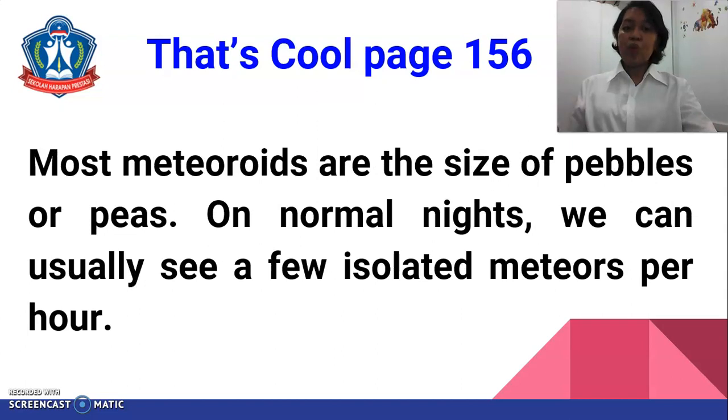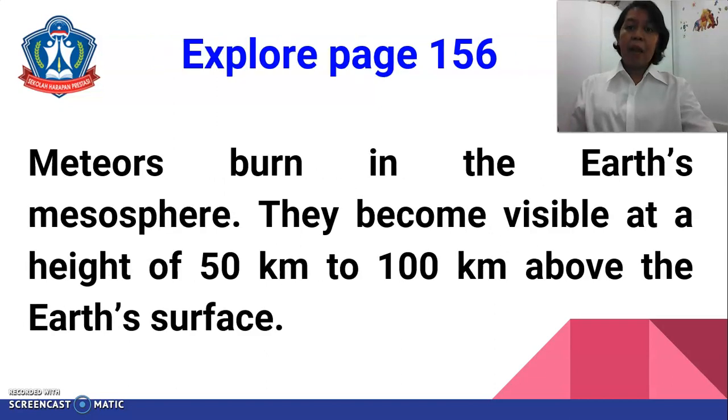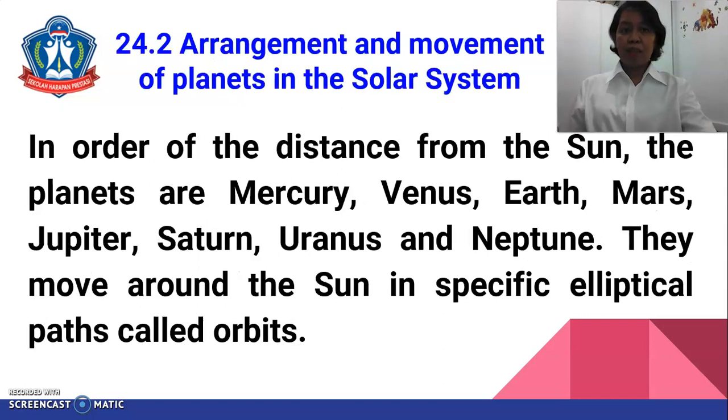On normal nights, we can usually see a few isolated meteors per hour. Meteors burn in the Earth's mesosphere. They become visible at the height of 50 kilometers to 100 kilometers above the Earth's surface. In 24.2, arrangement and movement of planets in the solar system.